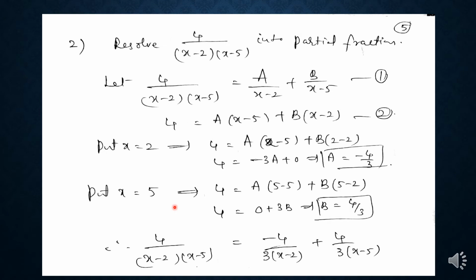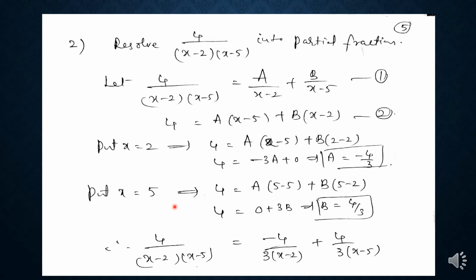Resolve 4 by x minus 2 into x minus 5 into partial fractions. So here the given fraction is a proper fraction, because the degree of the numerator is 0 and the degree of the denominator is 2. So the degree of the numerator is less than the degree of the denominator. So this is the proper fraction. And if we observe the denominator, two linear factors are there. So non-repeated linear factors are there. So we can write it as a by x minus 2 plus b by x minus 5.